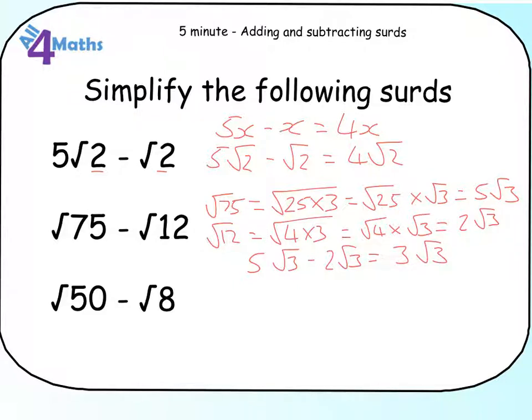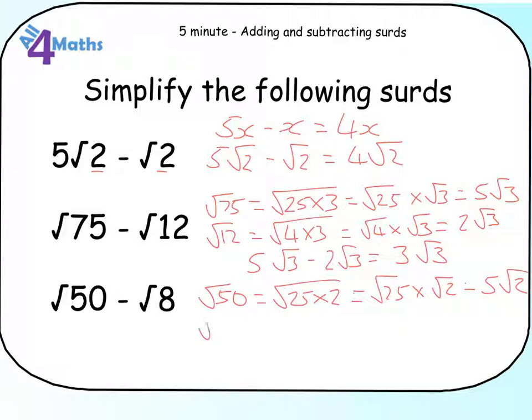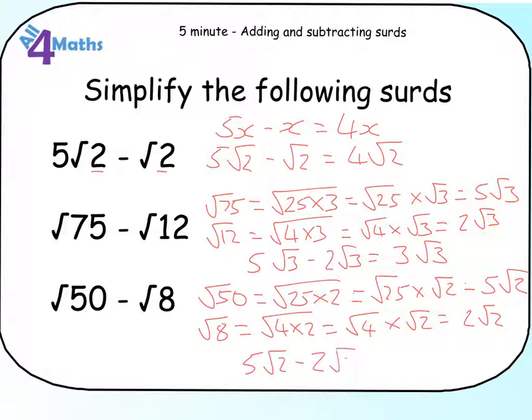The last example, another one that we're going to have to simplify first. So we've got root 50 is the same as the square root of 25 times by 2, which is the same as the square root of 25 times by the square root of 2, which is 5 root 2. Root 8 can be written as the square root of 4 times by 2, which is the square root of 4 times by the square root of 2, which is 2 root 2. So we've got 5 root 2 take away 2 root 2, which is the same as 3 root 2.